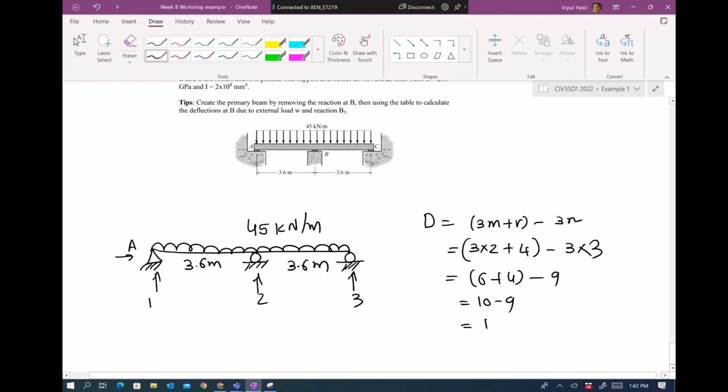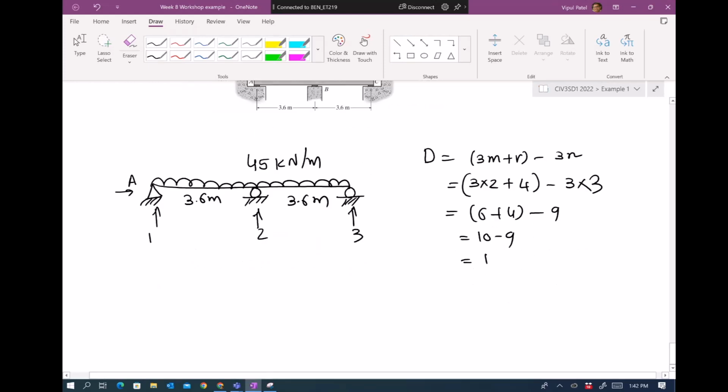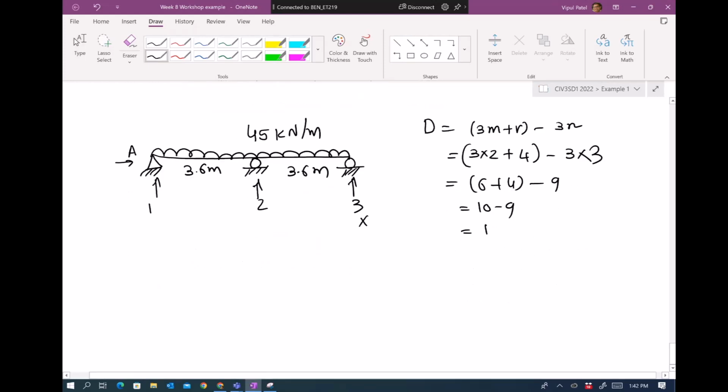If you remove the support B, it is quite simple. It becomes a simply supported beam, and you can find the deflection at B and so on. There is a table for a simply supported beam. The example one which I have demonstrated, you can follow exactly the same style. Solutions are given. So let's choose removing this point C and see what happens.